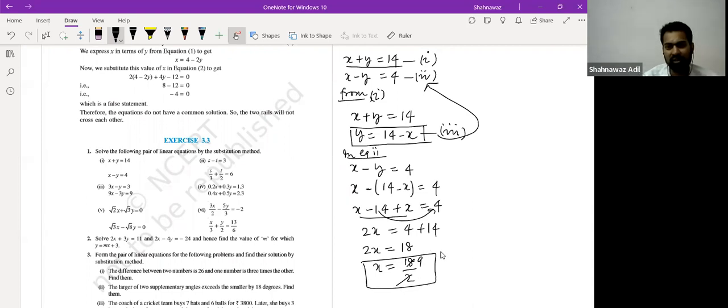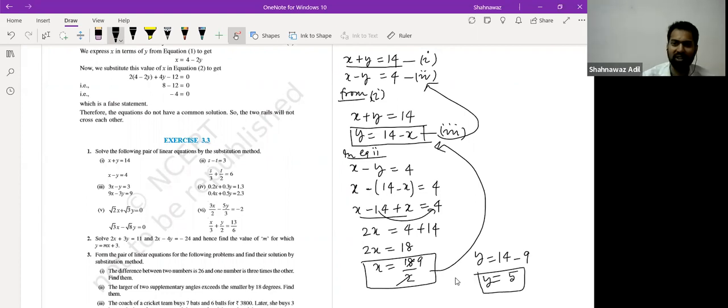Right. And we will put this value in third. So this will be what? Y is 14 minus 9. So 5. So this was a nice simple question, right? Okay, so second question.